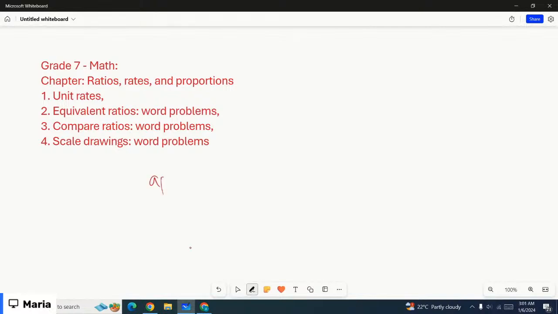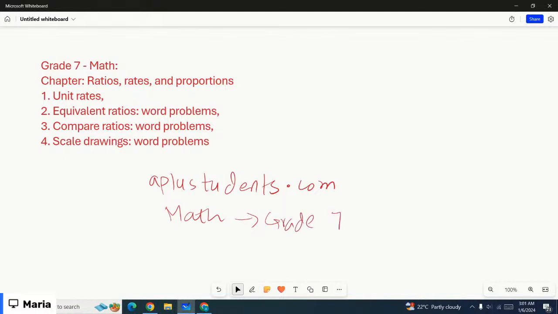You can find all the lessons on aplusstudents.com. You have to log in there using your email address, and the password is provided by the administrator. Then you have to select math from the subject tab. Scroll down to grade 7 and then click on view all lessons. There you can find a list of the chapters.